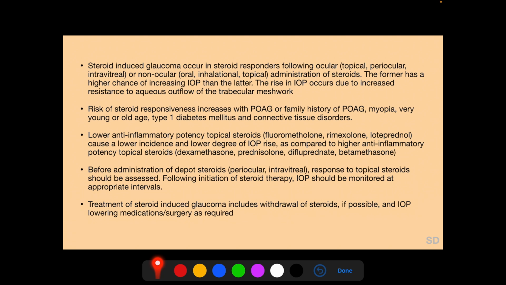Before administration of depot steroids such as periocular or intravitreal injections of steroids, response to topical steroids should be assessed. Following initiation of steroid therapy, IOP should be monitored at appropriate intervals. Treatment of steroid-induced glaucoma includes withdrawal of steroids if possible and IOP lowering as required.